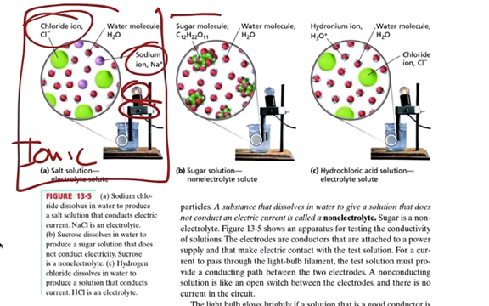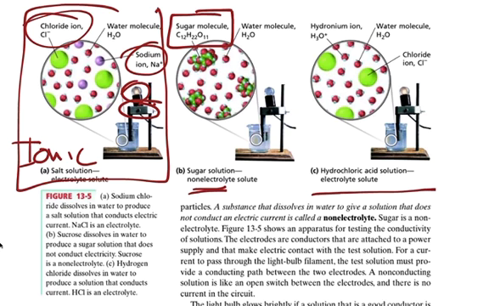Now, something like sugar dissolves in water. It will dissolve, but when it dissolves, the water orients itself around the whole molecule, and so there's no free ions, and so it is a non-electrolyte. So a lot of our non-polar substances, a lot of our organic compounds can be non-electrolyte solutes.